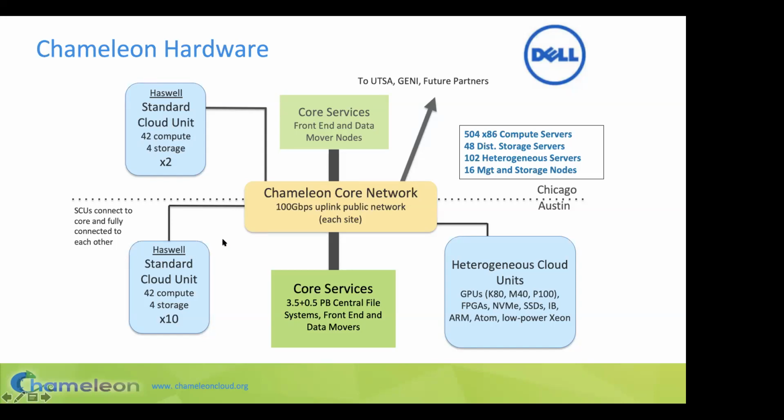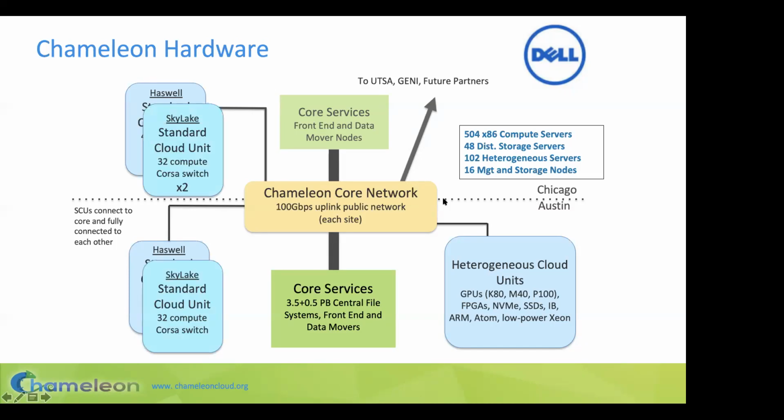And these are standard computers that you can use in a bare metal style. In Chicago, there were 2 racks of computers like this, and they were both connected to the Chameleon core network, which is a 100 gig per second uplink between the sites. Of course, you have all the infrastructure that we have available. So you have GPUs and FPGAs and SSDs and InfiniBand and ARMs and Atoms and low-power Xeons and various things like this.